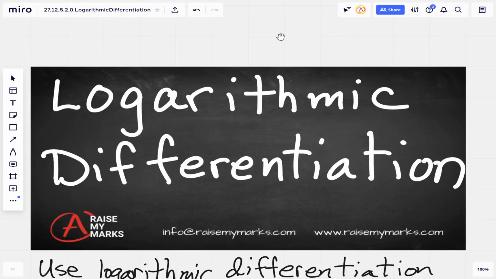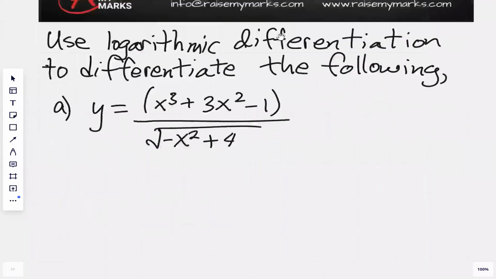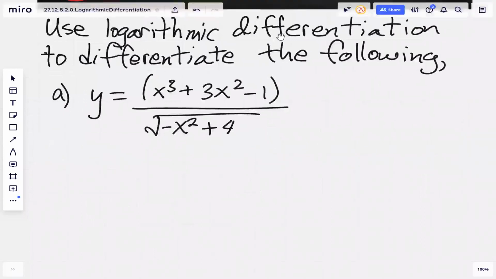Hello, today we're looking at logarithmic differentiation. So let's have a look at what we're being asked to do today. We're asked to use logarithmic differentiation to differentiate the following.